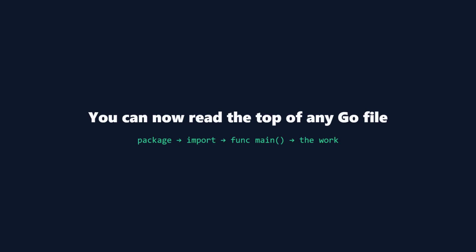And the shape never changes. Package, imports, func main, then the work. Every Go file you open for the rest of this course starts exactly like this one. Next up, all the different ways Go can print things, and how to put your own values inside the text.